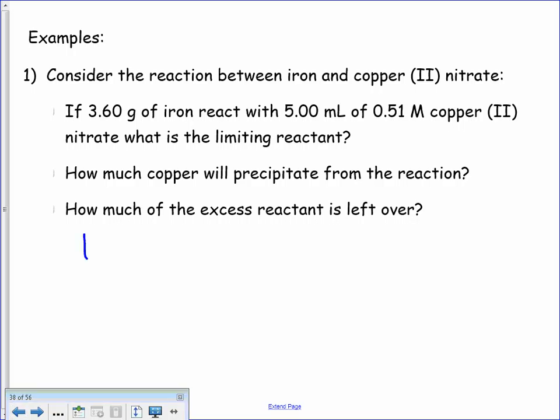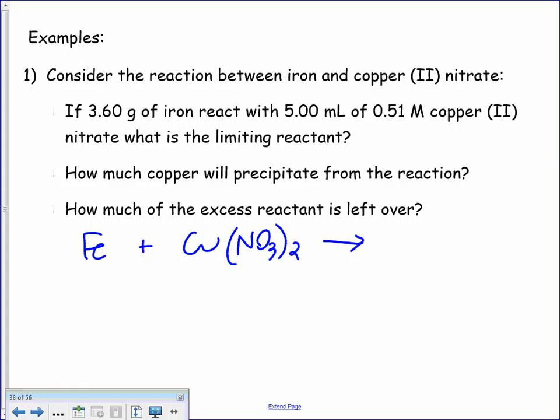So iron, Fe, plus Cu. Everybody's got to be writing this down. I want to see some active calculations. Copper 2 nitrate is Cu(NO3)2. Yields. What kind of reaction is this? Single replacement or single displacement, right? So is iron active enough to replace copper? Yeah, copper is really low. It's not so active. Iron's like, yeah, let me get with nitrate.